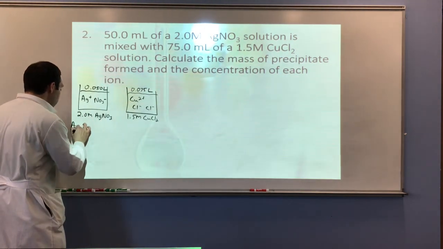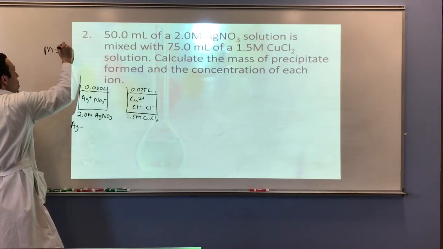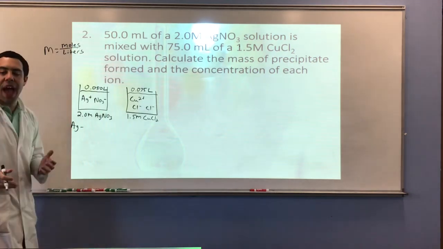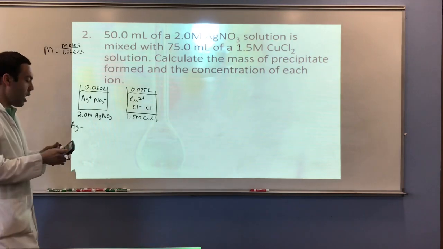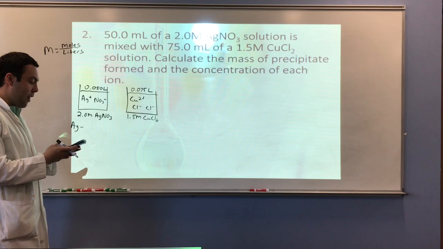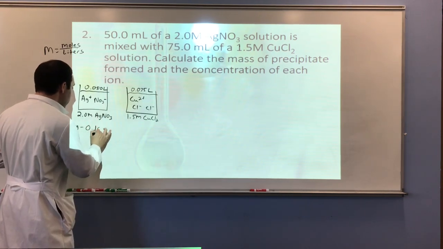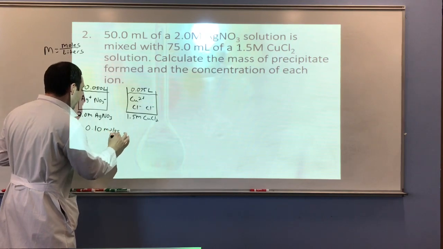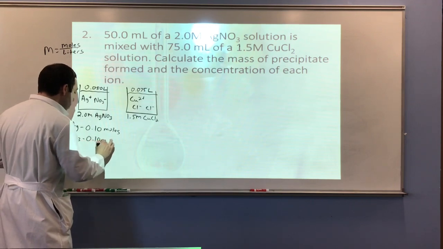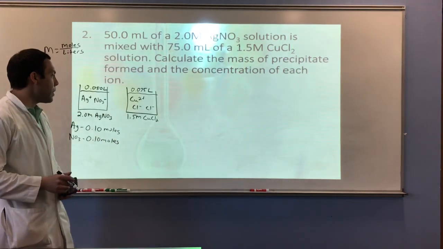So we have silver. Remember, we want to find the number of moles. Molarity equals moles over liters. We have molarity, we have liters, so we're going to multiply those two numbers together. So 2.0 times 0.050 is going to give us 0.10 moles of Ag, and similarly we'll have 0.10 moles of NO3 minus. We do the same thing over here.